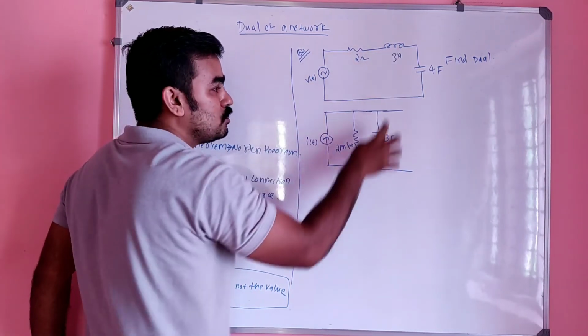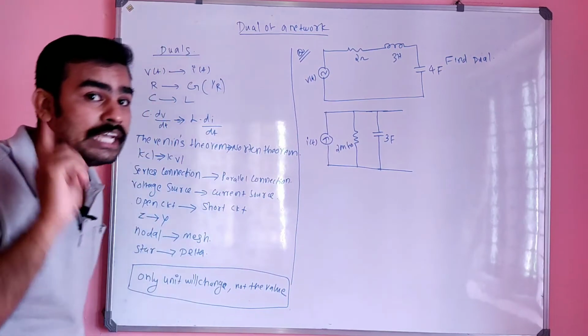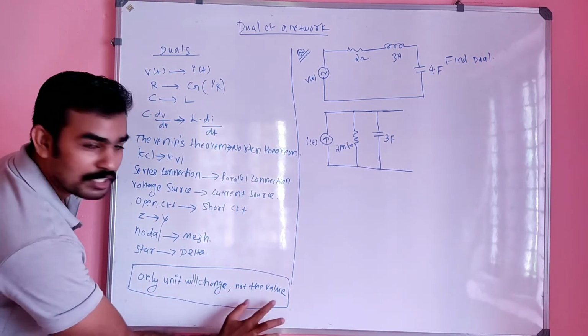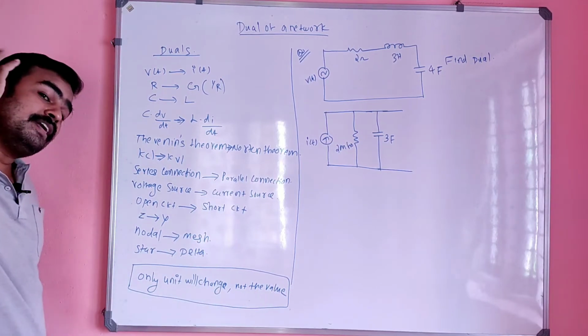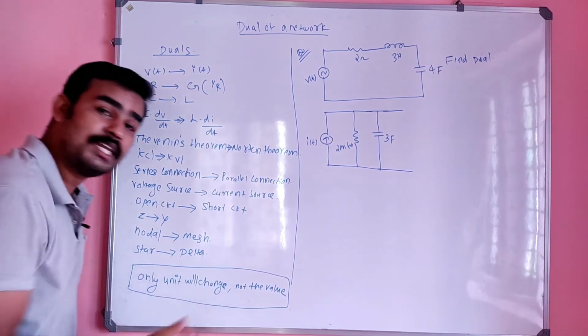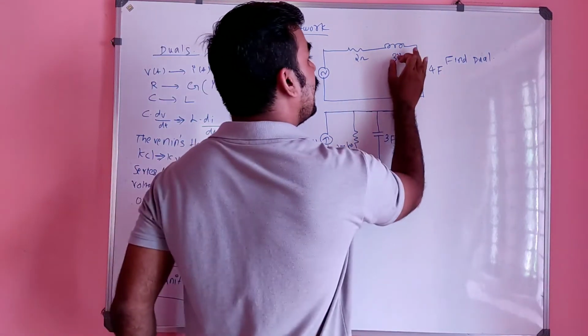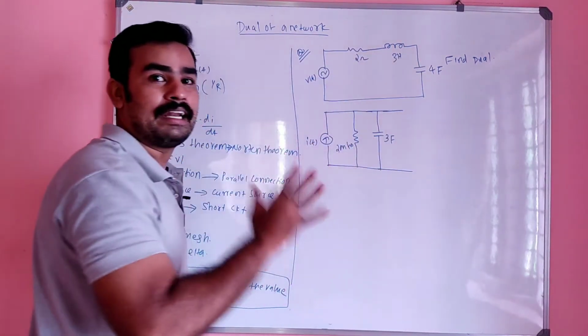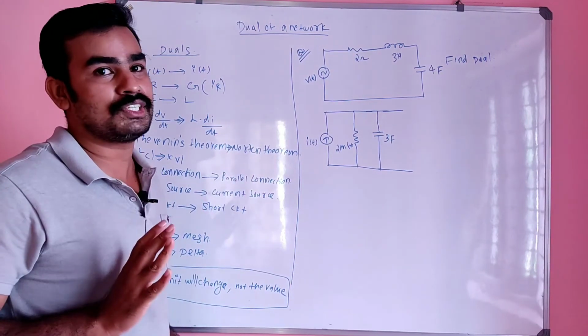You can change inductance to capacitance, but you can't change the value. That is, only unit will change, not the value. So you can convert 3 Henry to 3 farad only. 3 Henry to 3 farad in parallel connection.